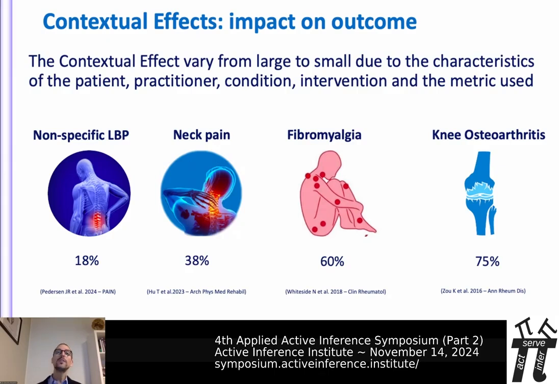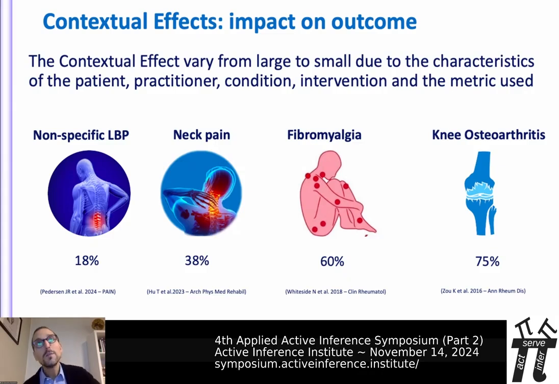What the different authors have observed is that the contextual effects can vary from small to large. And I report here different examples. You can see what happens for non-specific low back pain, neck pain, fibromyalgia, and also knee osteoarthritis. The heterogeneity in these results can be explained, for example, by the characteristics of the patients, the clinicians, the characteristics of the condition analyzed, the interventions considered, and also by the characteristics of the statistical metric adopted.